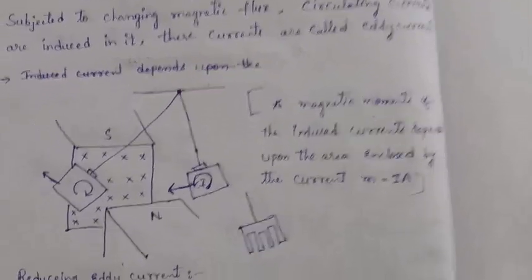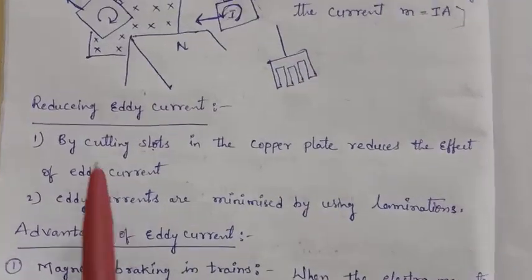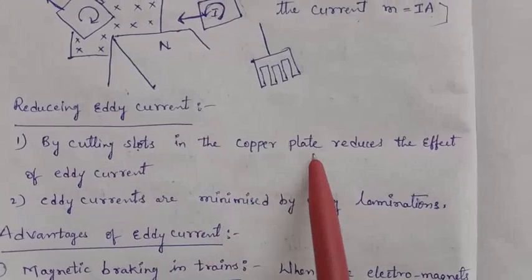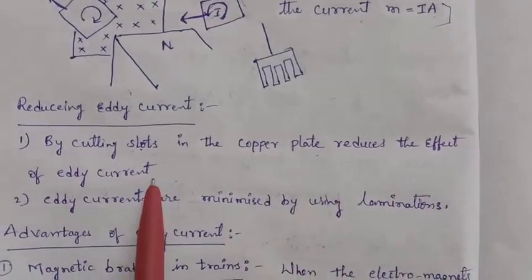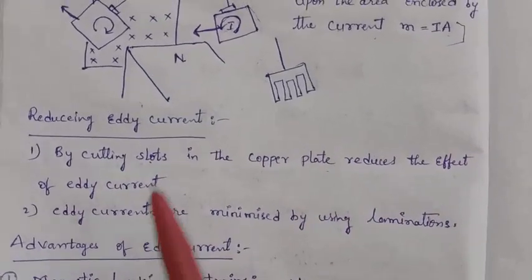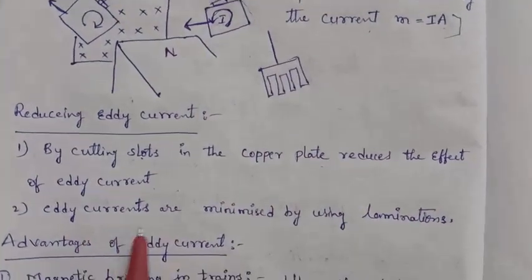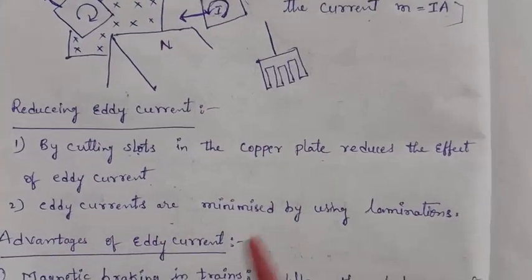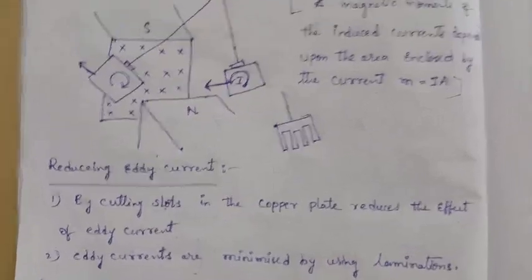So how to minimize this eddy current? By cutting slots in the copper plate, we reduce the effect of the eddy current. Otherwise, you can use lamination. Eddy currents are minimized by using laminations; also we can minimize this eddy current.